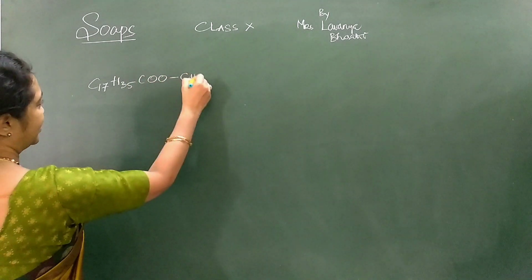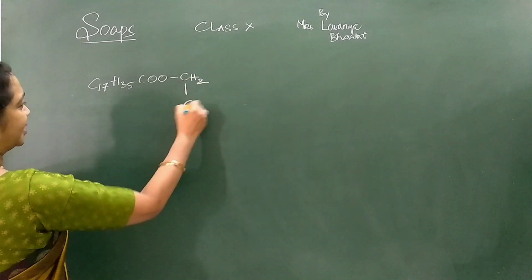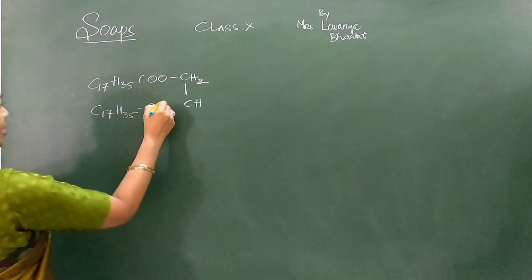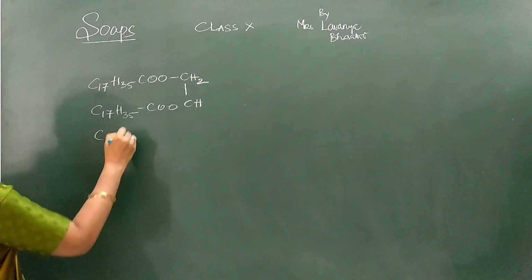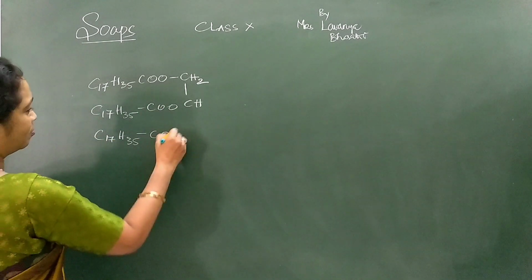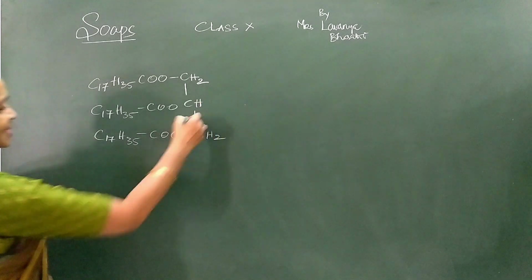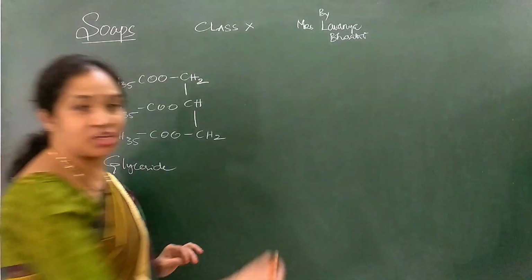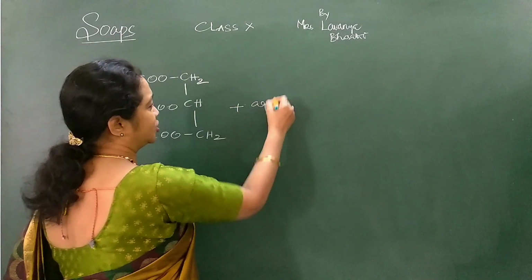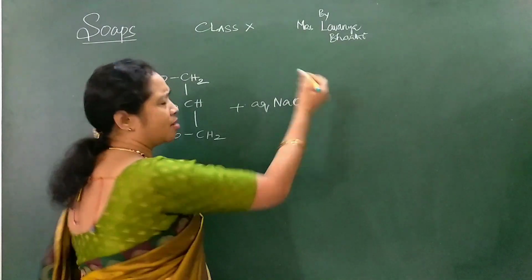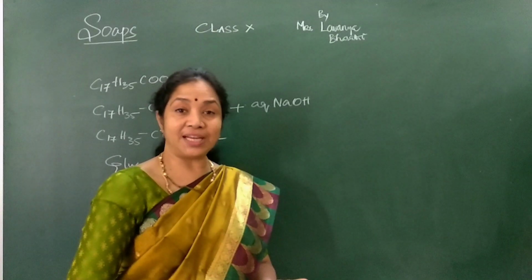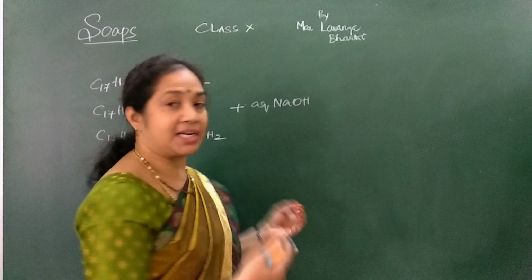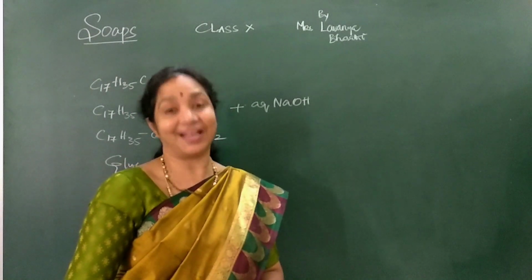C17H35COO. Like this, you have a triester, it's a glyceride, C17H35COO, and C17H35COOCH2. So this is a glyceride, and this glyceride is treated with aqueous NaOH, sodium hydroxide solution. You can also use potassium hydroxide. Usually the toilet soaps, bathing soaps are made with potassium hydroxide, and soaps are mainly meant for cleansing action.